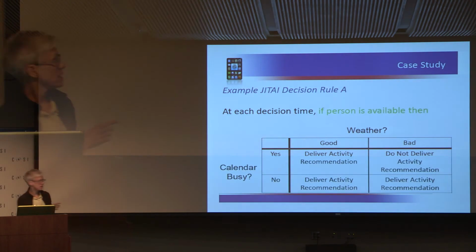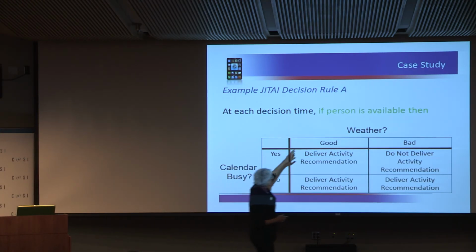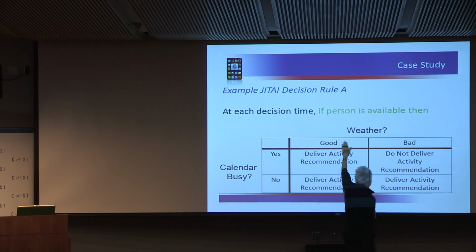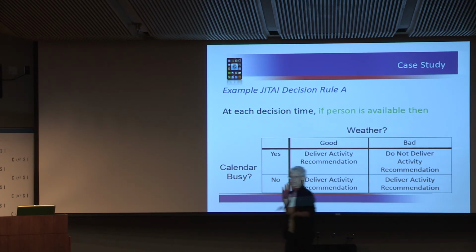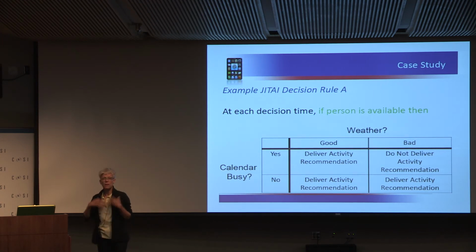So what does that mean? That means the potential decision rules always have this green statement in them. They always have a green phrase. It makes no sense to say, what would be the effect of the intervention if a person was unavailable? It just doesn't make sense.